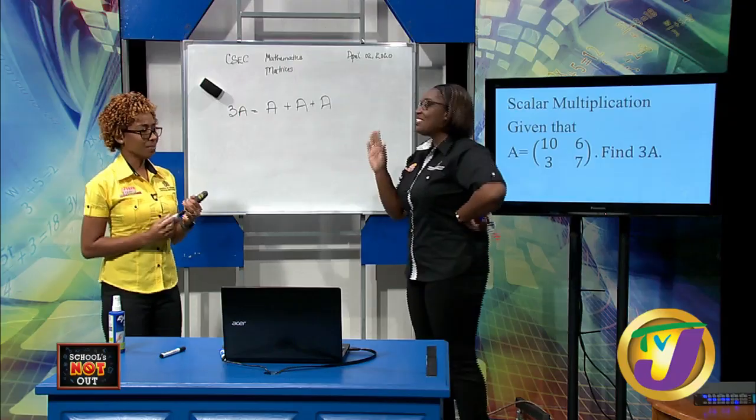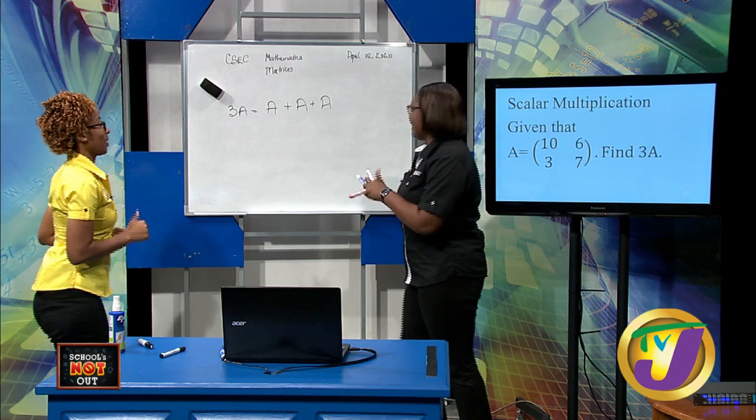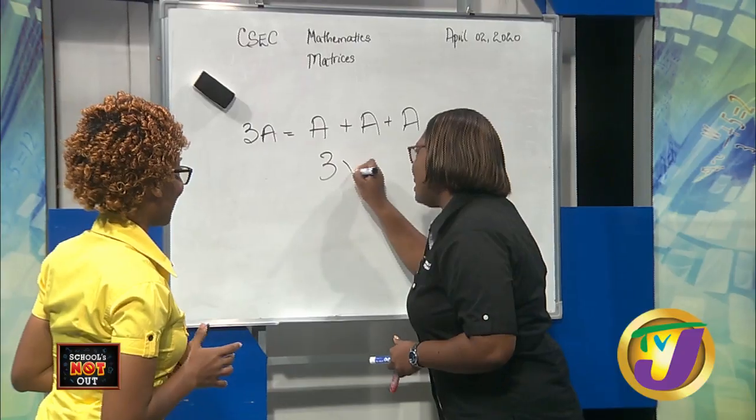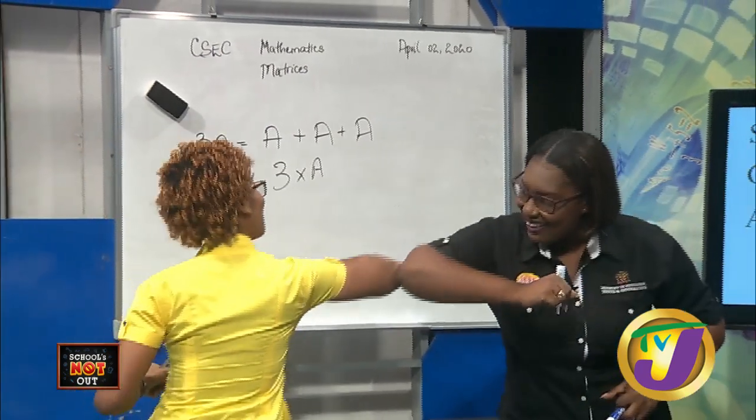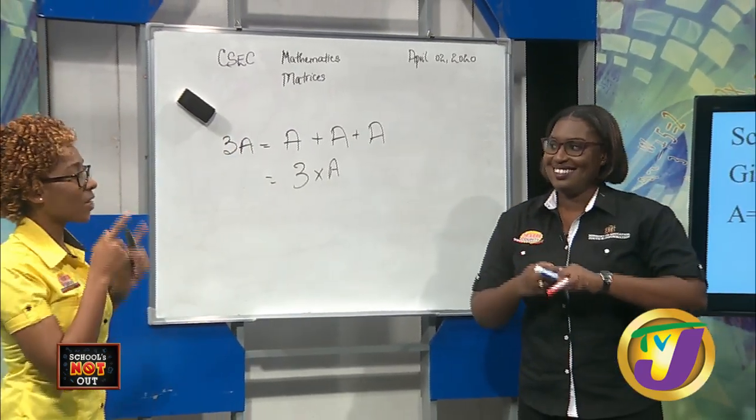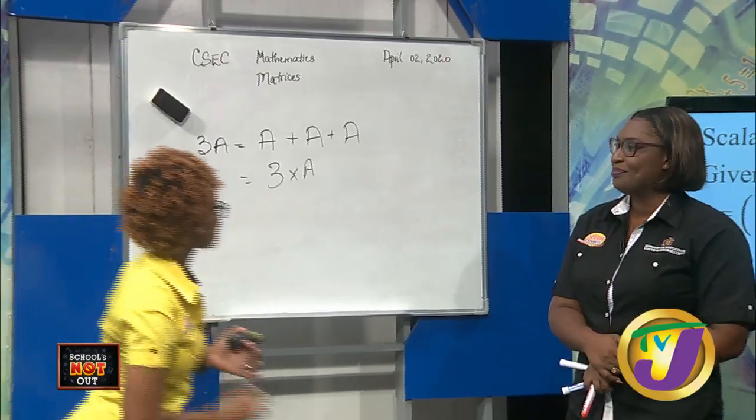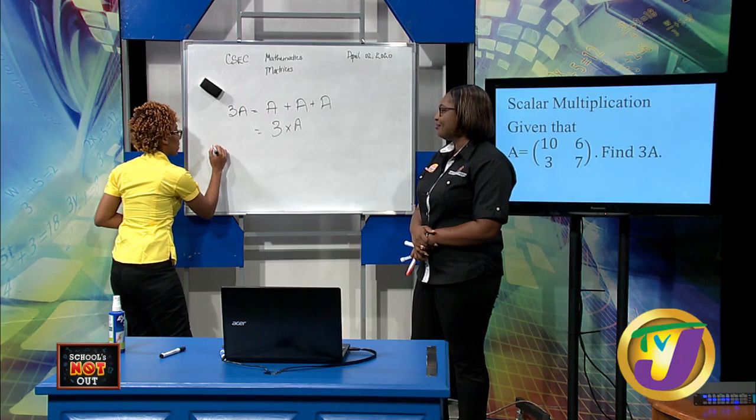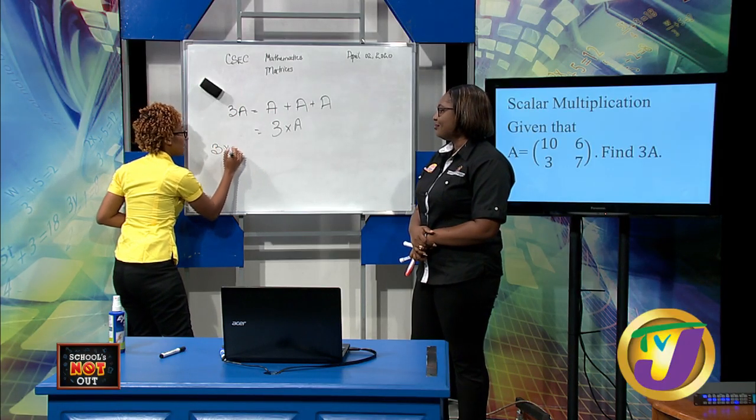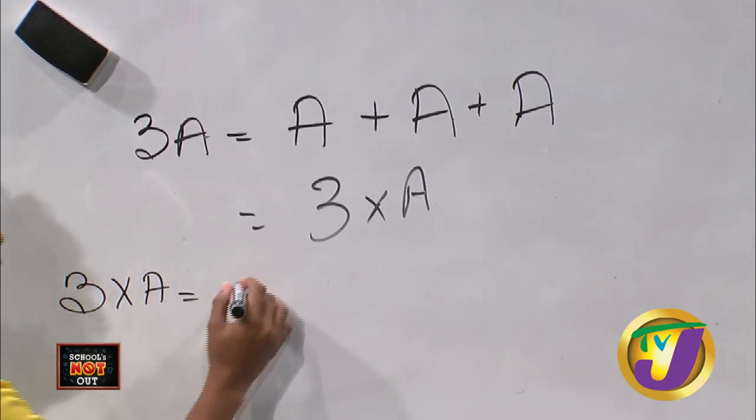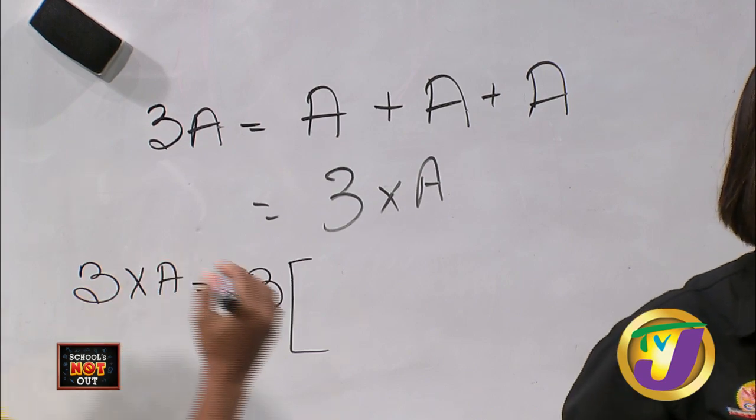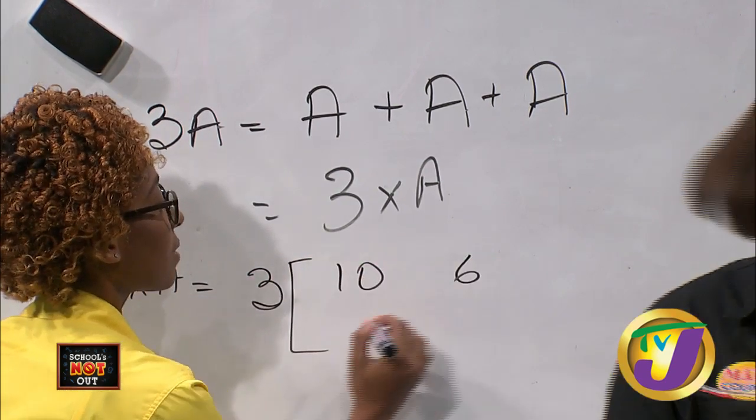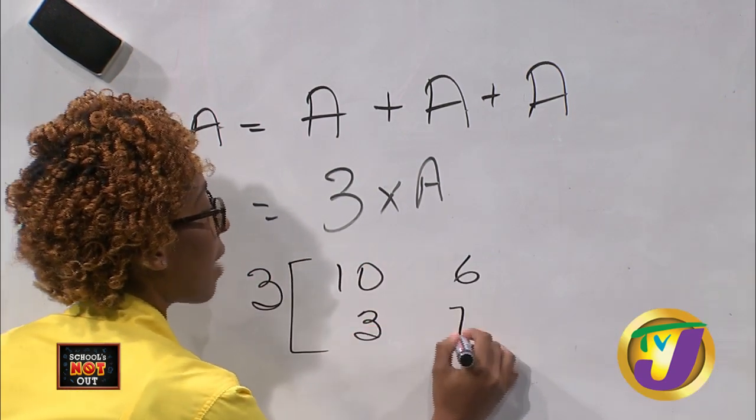Oh, all right. So, you know, I got this. That is just 3 times A. That's another way of writing it, isn't it? You got it, Britni, you got it. All right, so if that is what it means then, our scalar matrix here would be 3 times our matrix A, which would then give us 3 times the matrix 10, 6, 3, 7.